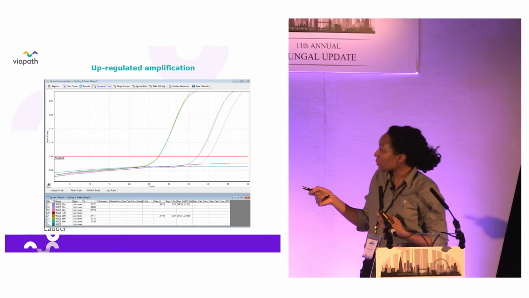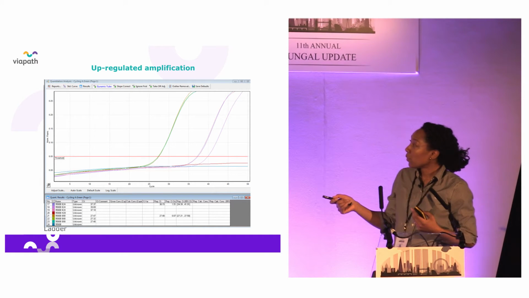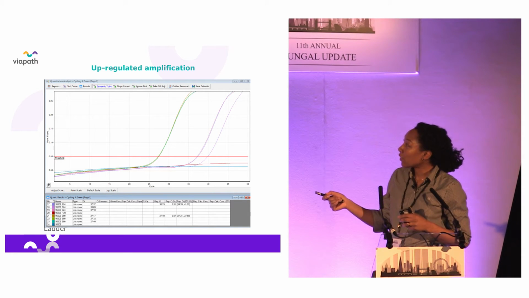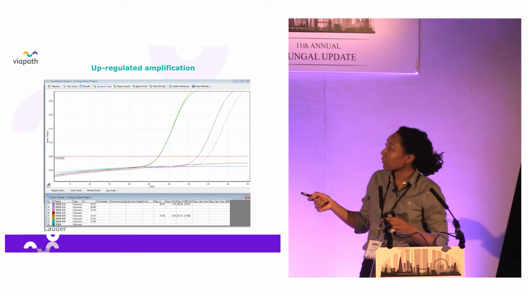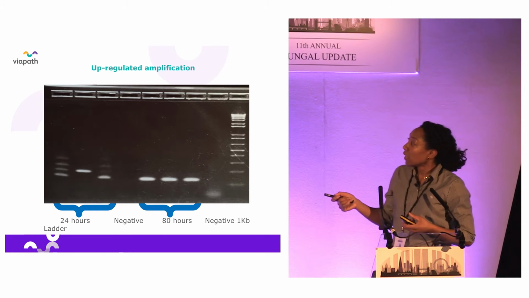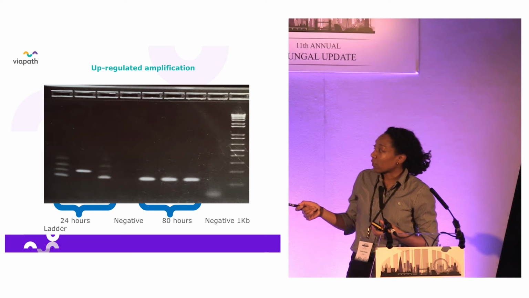It's not easy to see, but there is an outlier here. This triplicate is nicely bunched together, whereas we only have 2 of these bunched together in the 24-hour sample, and this outlier here. So I'd just like to show you that on a gel. That outlier is this amplicon here.